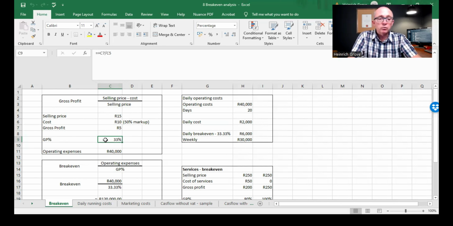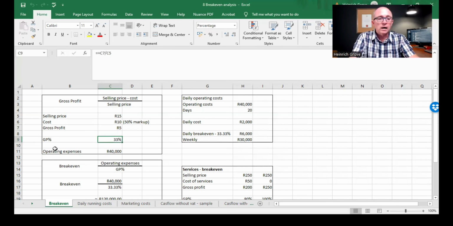So now this is where it becomes really interesting, when you start looking at how much you need to earn to break even, because that's just a basic calculation. Sell something for 15 Rand, your cost price is 10 Rand, it means that you've got a gross profit of 5 Rand. But if you have a certain amount of fixed cost, how much would you need to sell to make sure that you cover those fixed costs?